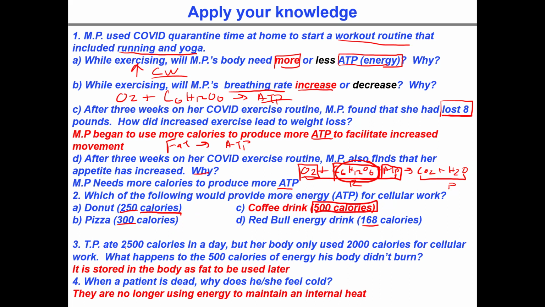TP ate 2,500 calories in a day, but her body only needs 2,000 calories for cellular work. What happened to the extra 500 calories of energy that didn't burn? In this case, it was stored as fat to be used later. Remember, one of the things we can do with energy is we don't utilize it all. It can be stored as fat.